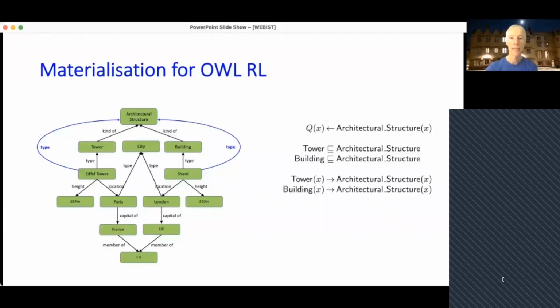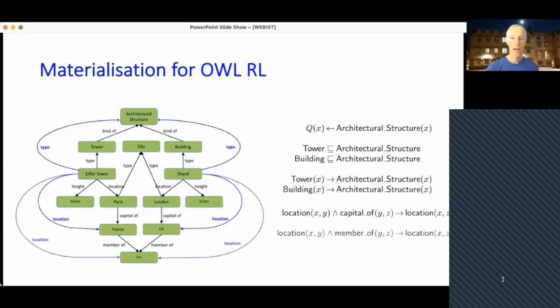As we've already seen, we can use the same procedure to materialize our location rule. We could then answer a query asking for architectural structures located in France and get the Eiffel Tower as an answer. We can also materialize the rule that captures the semantics of location and member of edges.